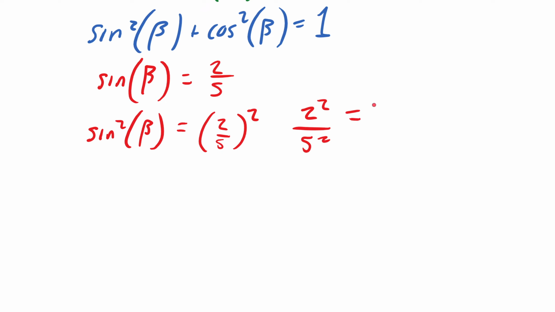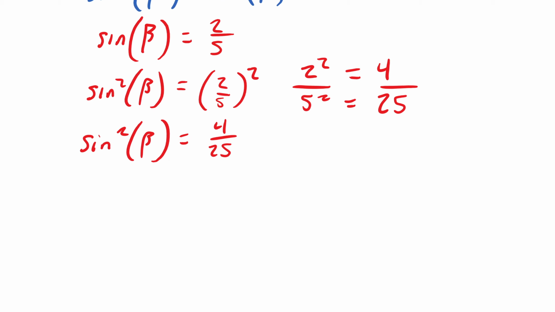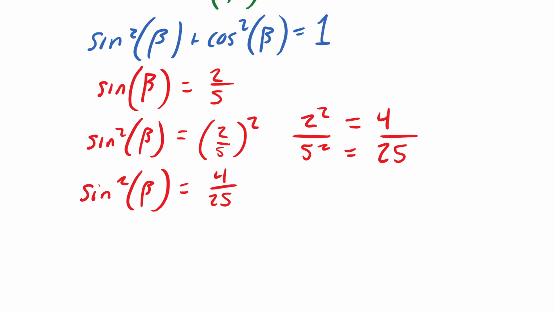Now 2 times 2, or 2 squared, is 4, and 5 times 5, or 5 squared, is 25. So now we know that sine of beta squared equals 4 over 25. So now we can write this little equation here: sine of beta squared, which is now equal to 4 over 25, plus cosine of beta squared equals 1.